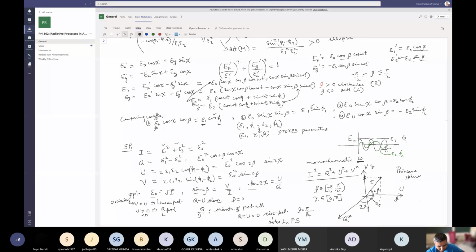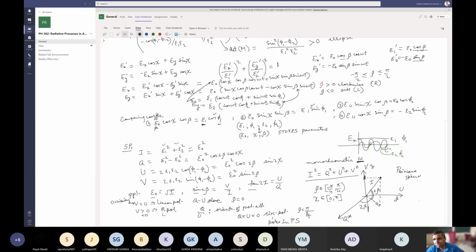Right. Q and U just determine your chi. You can actually see U by Q gives you tan 2 chi. So that's just the orientation of the polarization ellipse. Q and U both equal to 0 gives you circular polarization. So what would be the condition for circular polarization? It would be epsilon 1 equal to epsilon 2 prime. So for circular polarization, the semi-major and semi-minor axes should be equal.